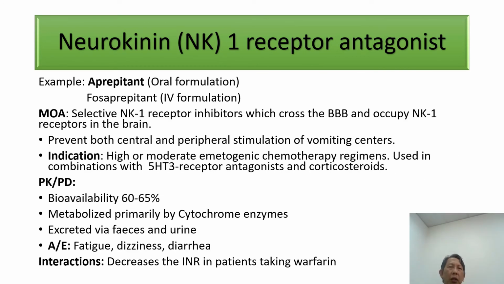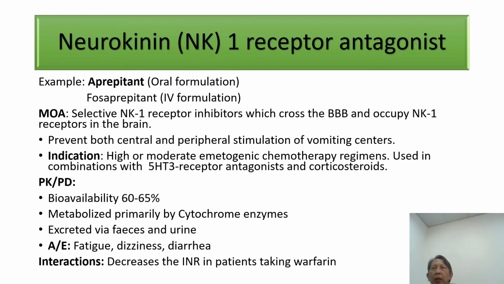Now we go on to the neurokinin or NK1 receptor antagonists. An example of this drug is aprepitant. It acts selectively at the NK1 receptors, blocking this receptor. It can cross the blood-brain barrier and occupy NK1 receptors in the brain. Therefore this drug can prevent both central and peripheral stimulation of vomiting.